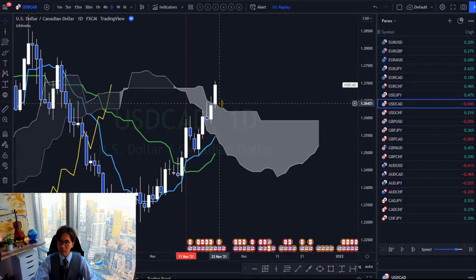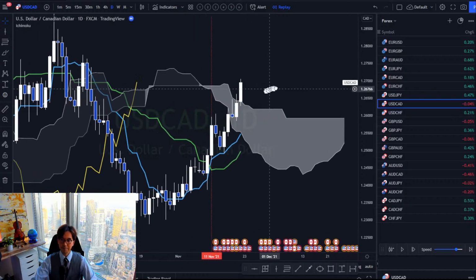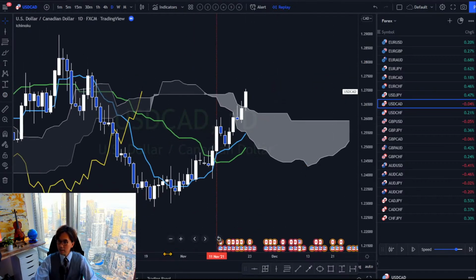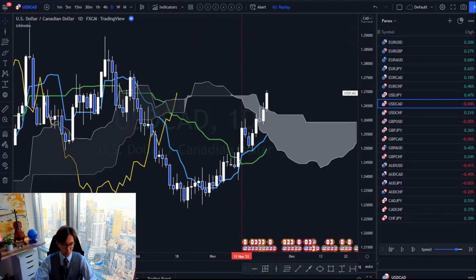And then this Kumo breakout. So you always need to see the right order. First, the Tenkan-Kijun gold cross, and then the Chikou span break, and then the Kumo breakout. Because in terms of the original Ichimoku, this is considered to be a stable trend reversal.